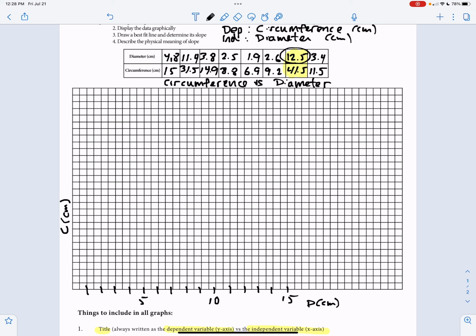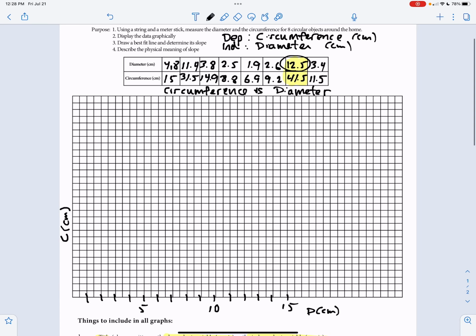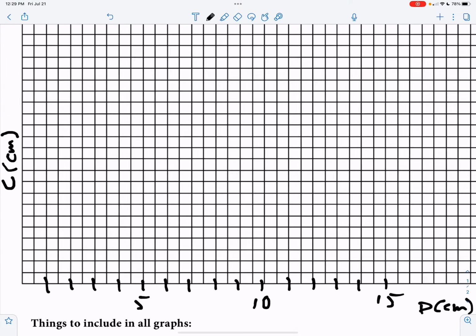That's my scale. Now my vertical scale for circumference, I got to go up to about 41.5, but there's only 30 boxes to get there. So I can't go by 1s because there's not enough room. I may have to go, each box is 2. So I'm going to scale it kind of like this.